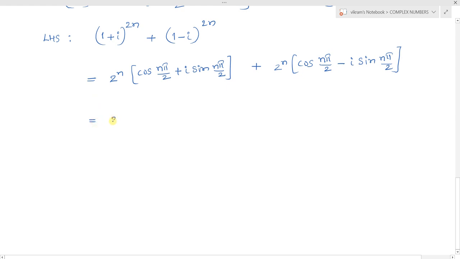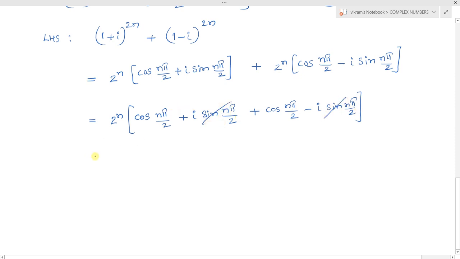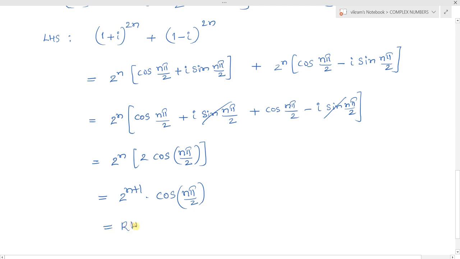Now we can take 2 power n as common, and simplify this as cos n pi by 2 plus i sin n pi by 2, plus cos n pi by 2 minus i sin n pi by 2. The plus i sin n pi by 2 and minus i sin n pi by 2 will cancel out, and we can write this as 2 power n into 2 cos n pi by 2, which can be written as 2 power n plus 1 into cos n pi by 2, which is our required RHS.